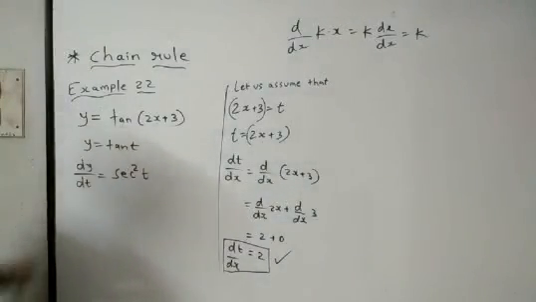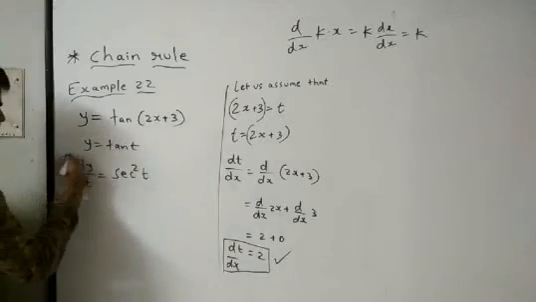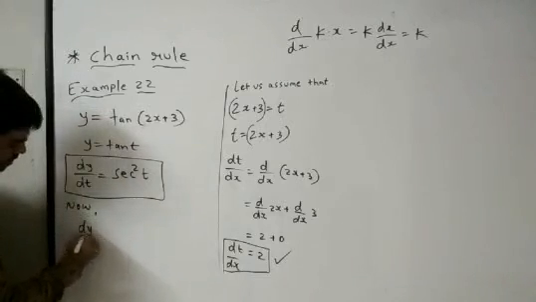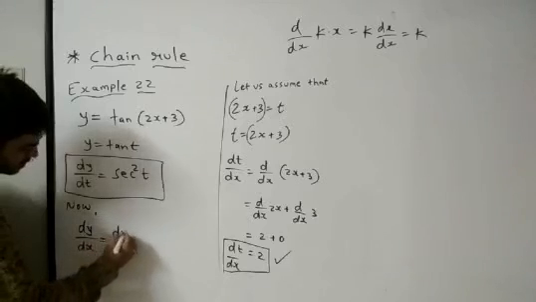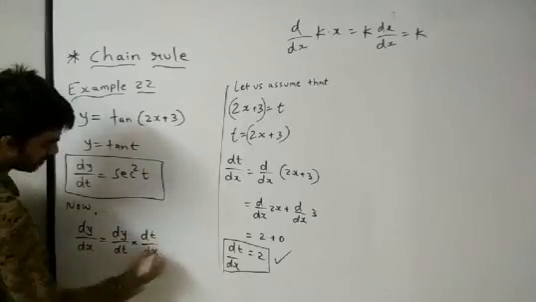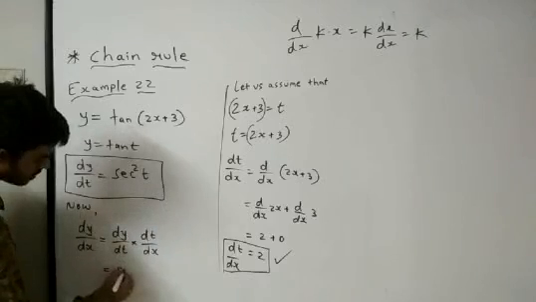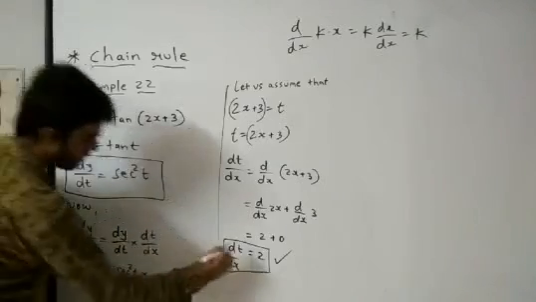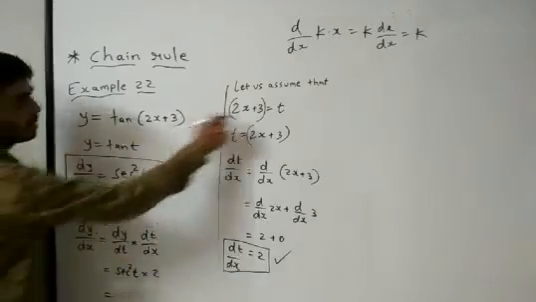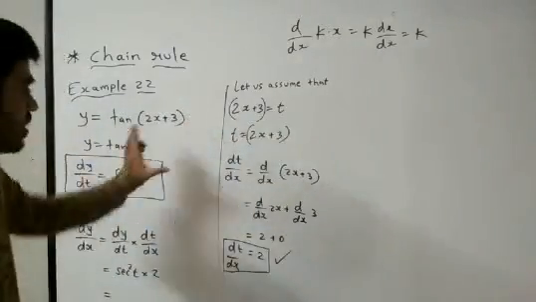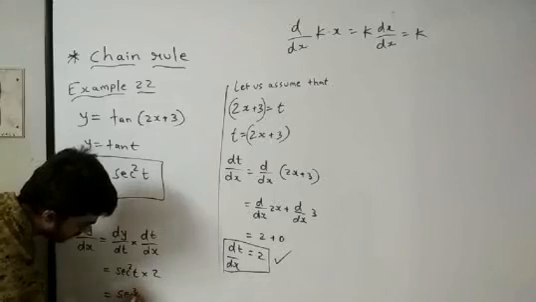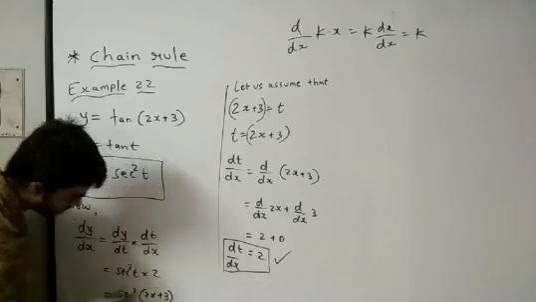Now dy by dt we have. So dy by dx is dy by dt into dt by dx. dy by dt is sec square t and dt by dx is 2. This is our answer, but we cannot write it in terms of t, because t is not given in the question. So t is equal to 2x plus 3, so it is sec square of 2x plus 3, and this 2 I am writing here.